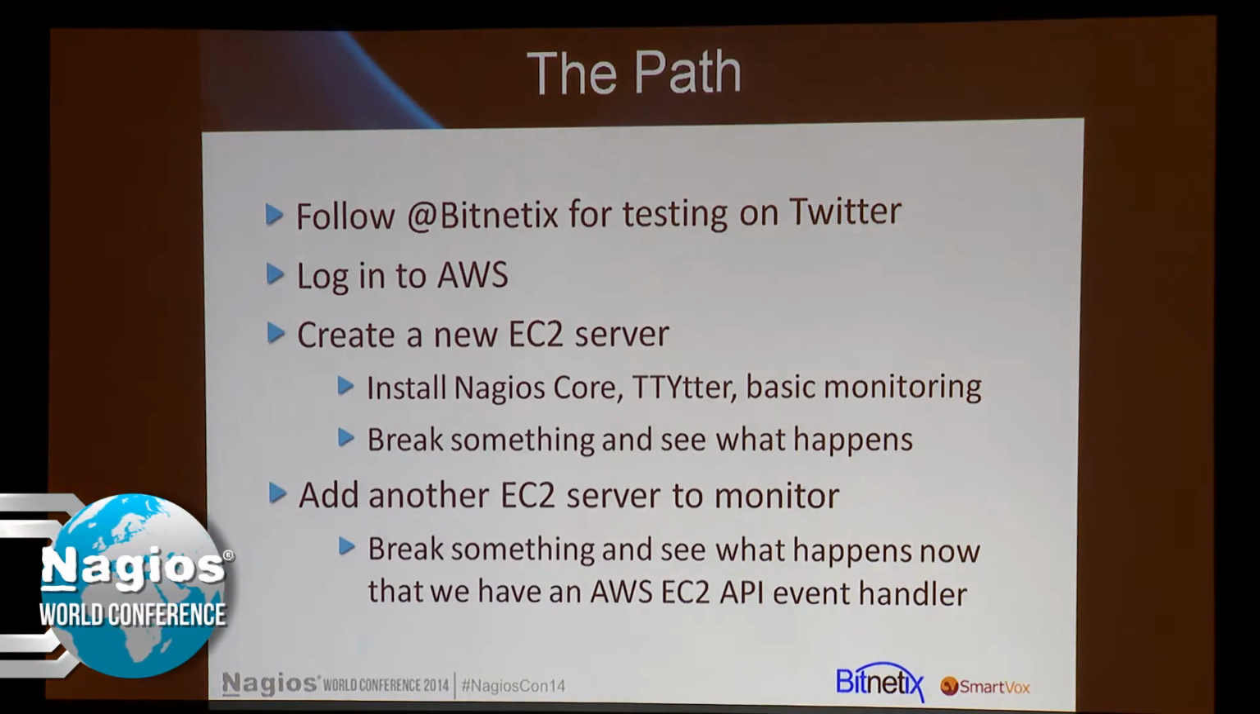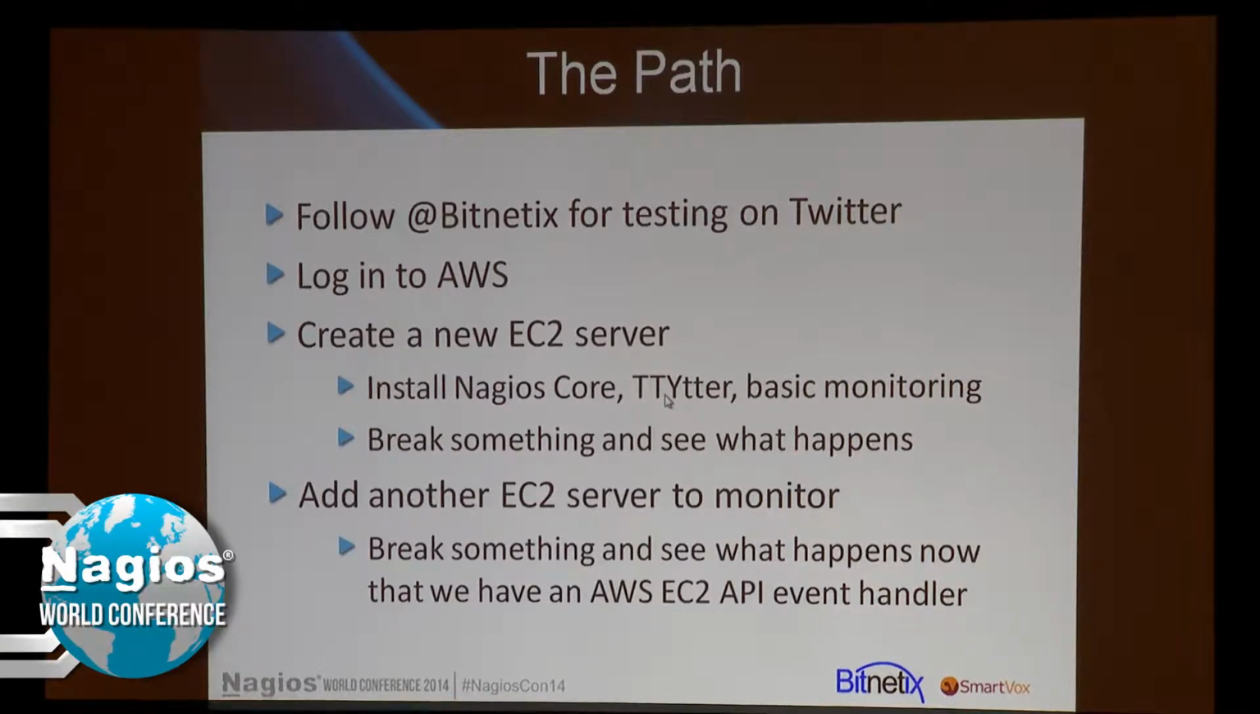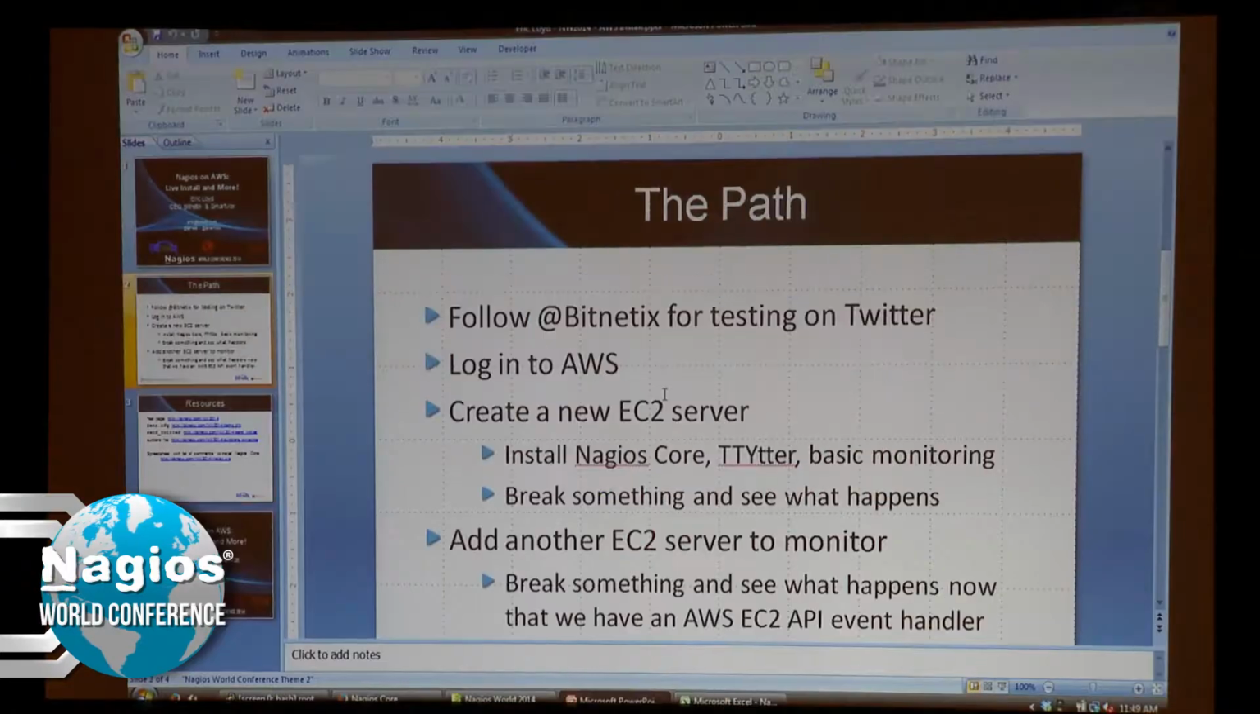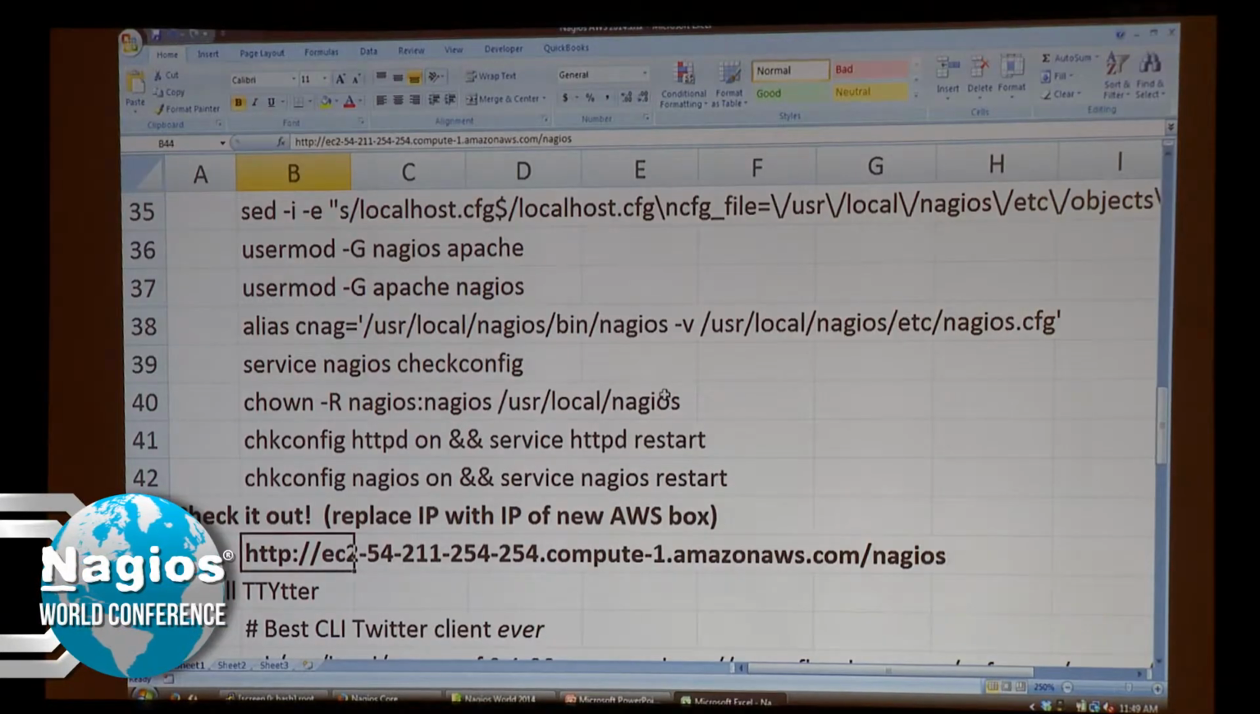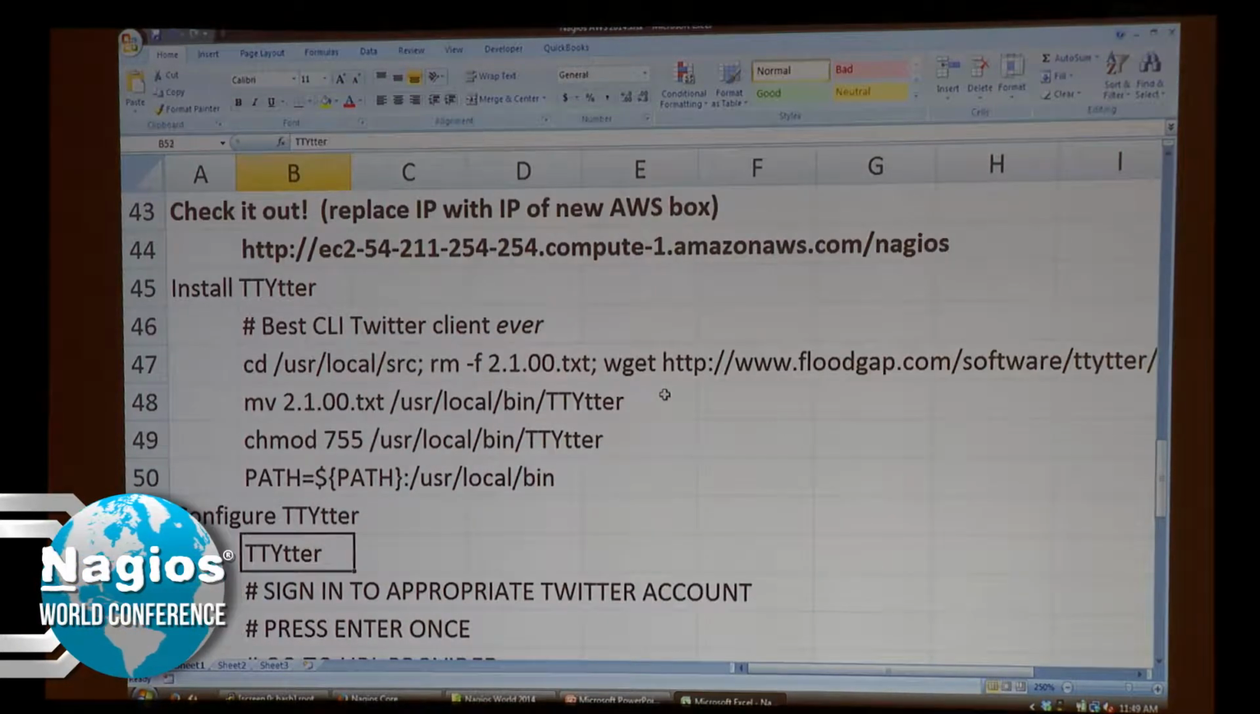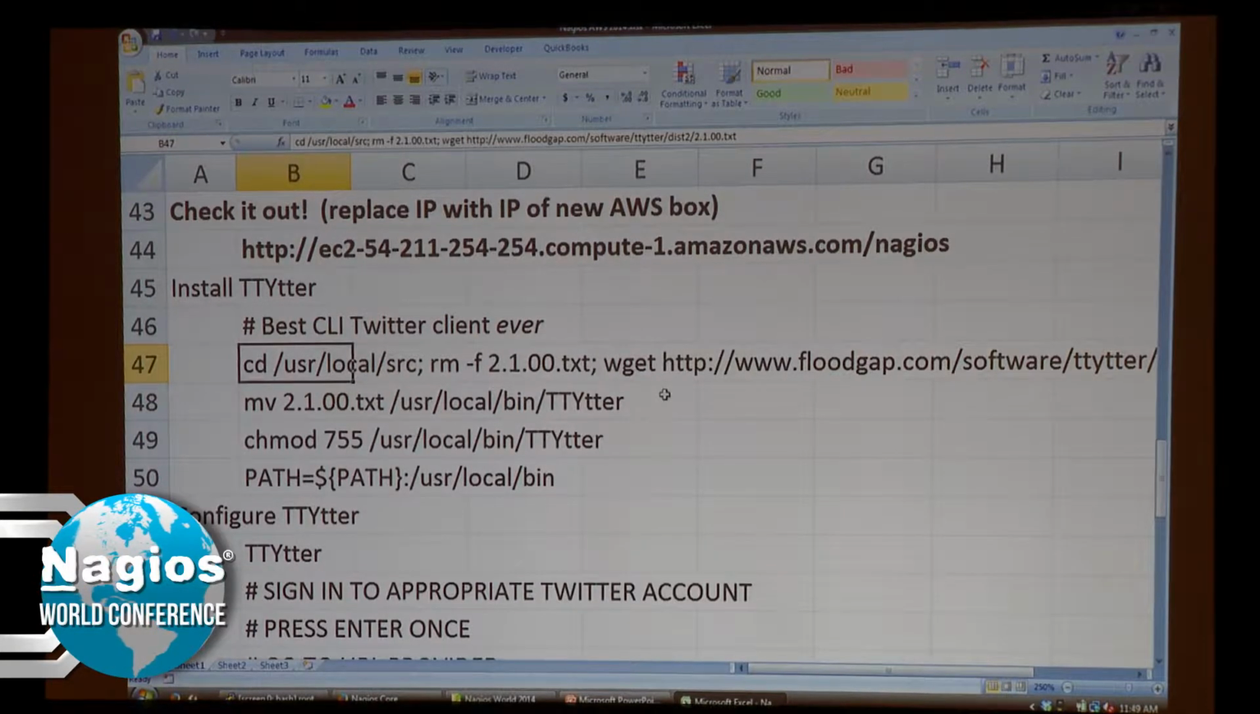So if we go back to the presentation real quick and see what we're going to do: we've created our EC2 server, and we have installed Nagios Core. We're going to do some other stuff before we break things. And that other stuff is something that we use within our own company for our notifications, and that is TTY-tur, which I consider to be the best CLI Twitter client ever.